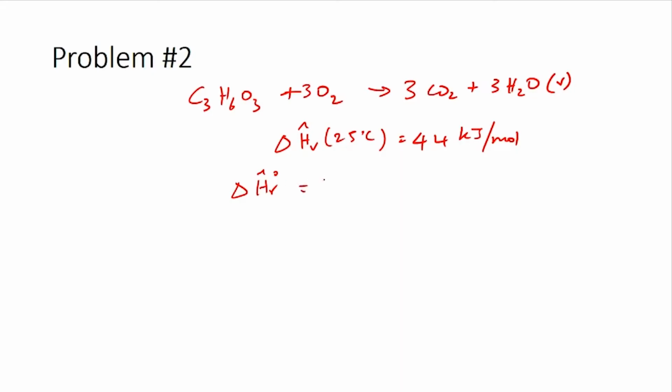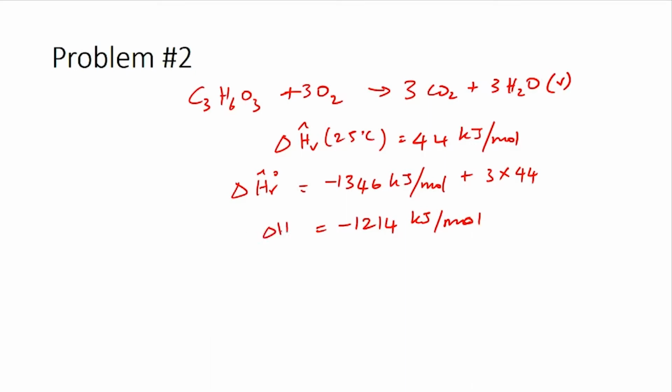So, that would be minus 1346 kilojoules per mole plus 3 times 44, giving you a value of minus 1214 kilojoules per mole. This would be the heat of reaction if water vapor is being formed.